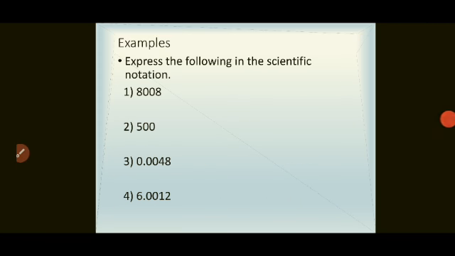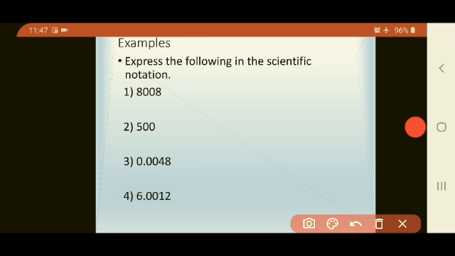So these are some examples. Express the following in scientific notation. Okay, let us solve the first one. 8008 is the given number. Now how to write such a number in scientific notation? We have to convert this number into the form of n into 10 to the power n.